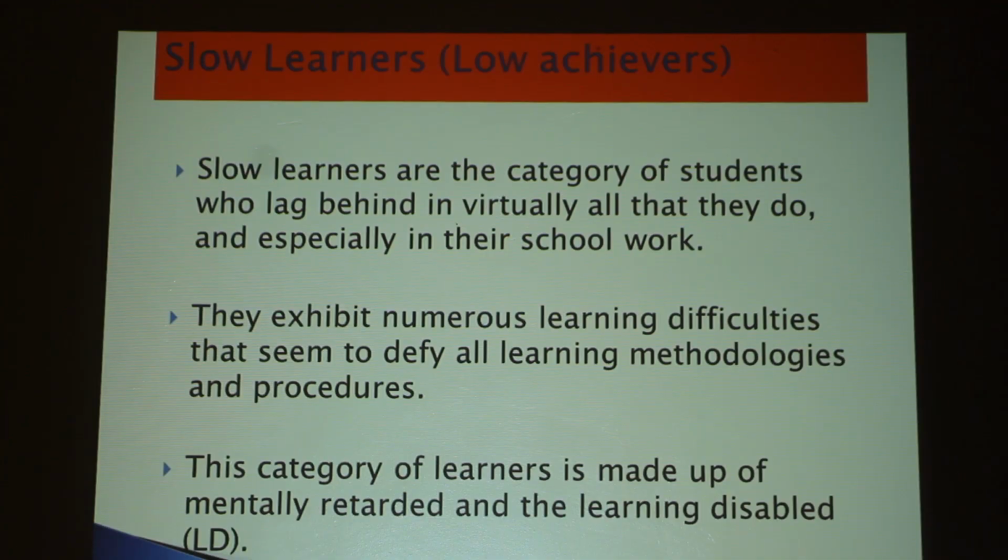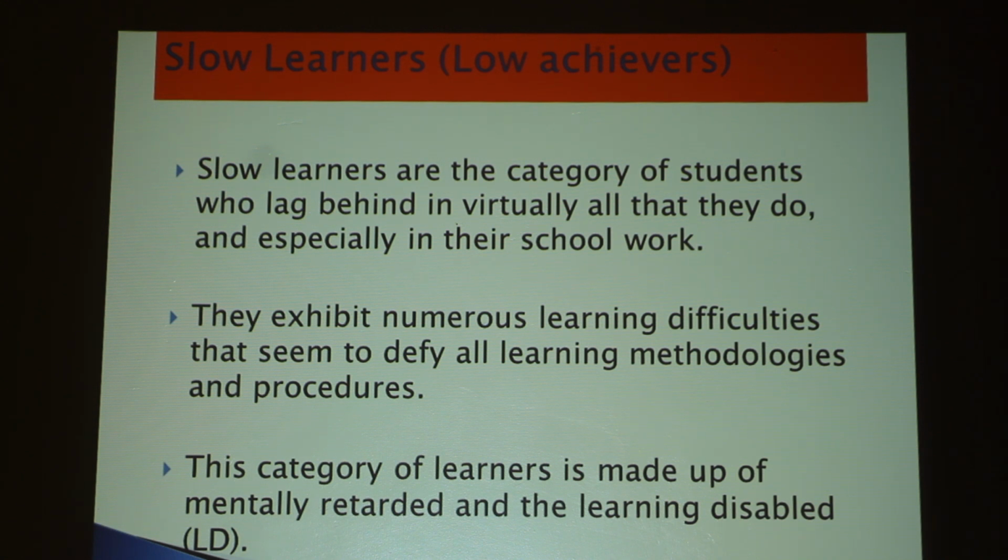Slow learners are the category of students who lag behind in virtually all that they do, and especially in the learning. They lag a little bit behind. They need more time to learn something. They exhibit numerous learning difficulties. When it comes to writing, they have a difficulty. When it comes to reading, they have a difficulty. This category of learner is made up of mentally retarded and learning disabled people.